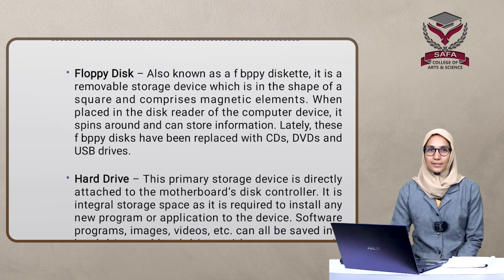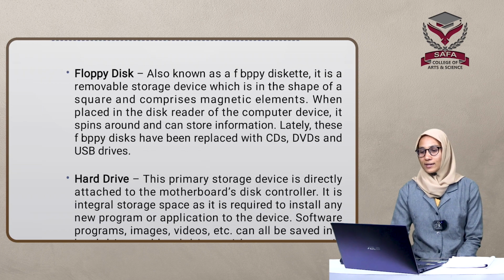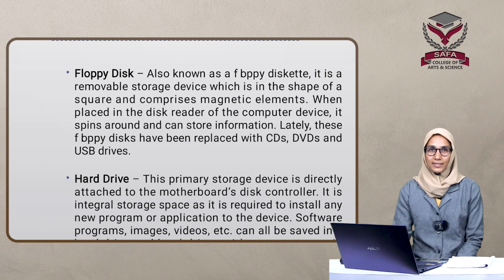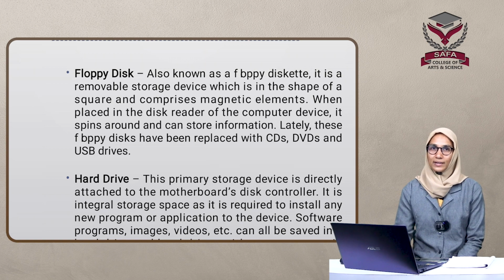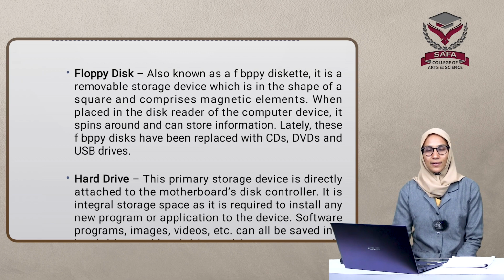First one, floppy disk. A floppy disk is also known as a floppy diskette. It is a removable storage device in the shape of a square and comprises magnetic elements. When placed in the disk reader of the computer, it spins around and can store information. This is the floppy disk. Floppy disks have been replaced by CDs, DVDs, Blu-ray discs, etc.